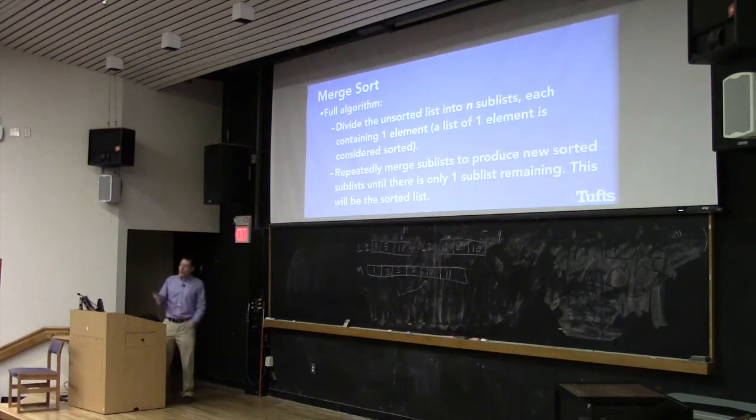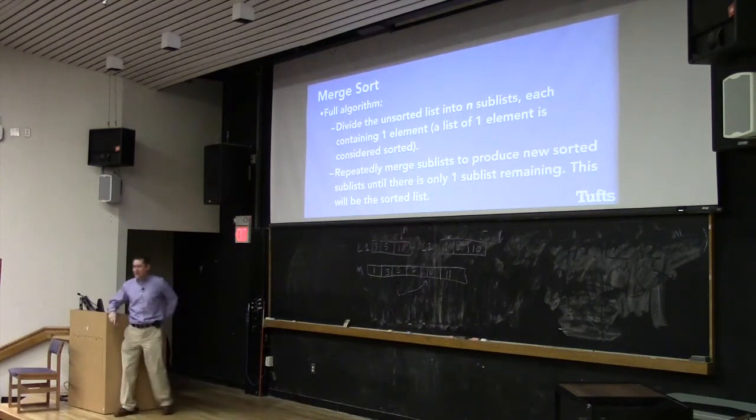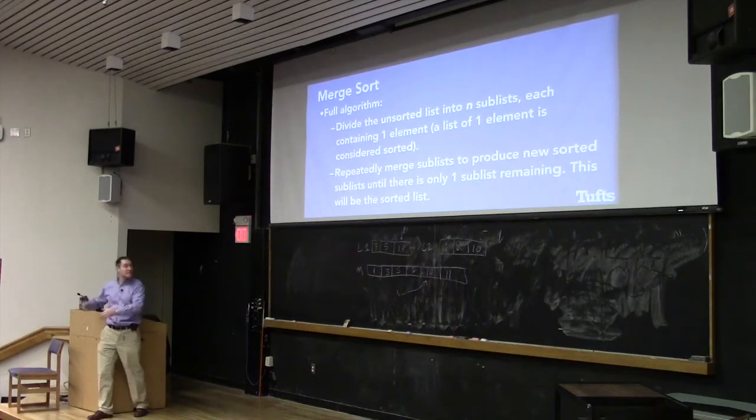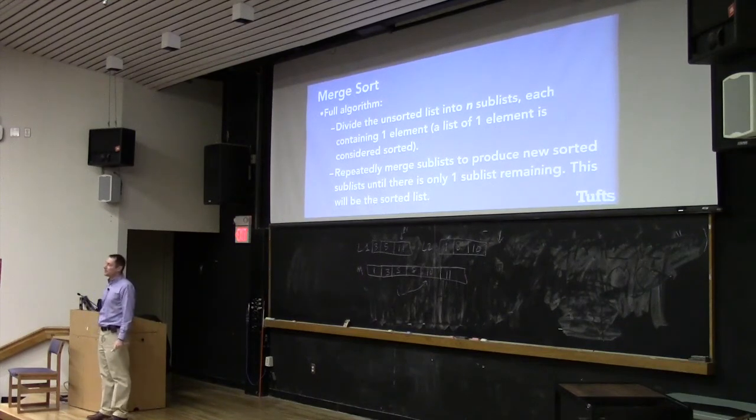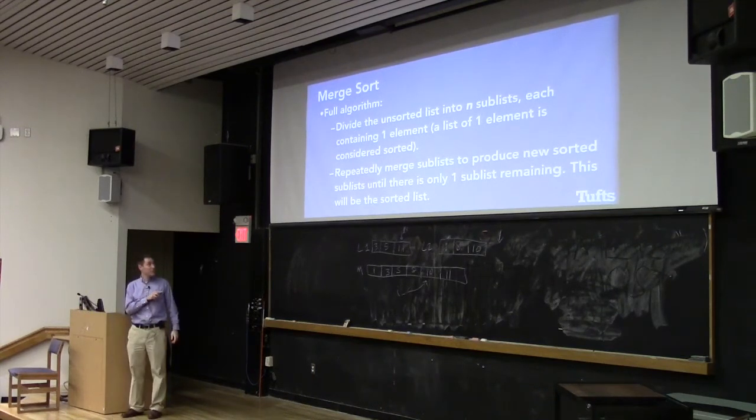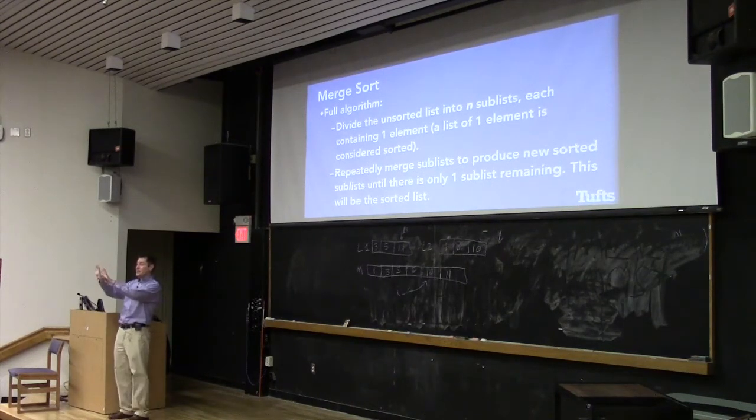OK? The full merge works like this. Divide the entire list into n sublists. So if you have n numbers, you're going to have n sublists, right? And each sublist is now a single element. And then you repeatedly merge the sublists together. So you have two elements that are single elements. Is a single element already sorted with itself? Like it's already sorted, right? No matter what, a single element is sorted.